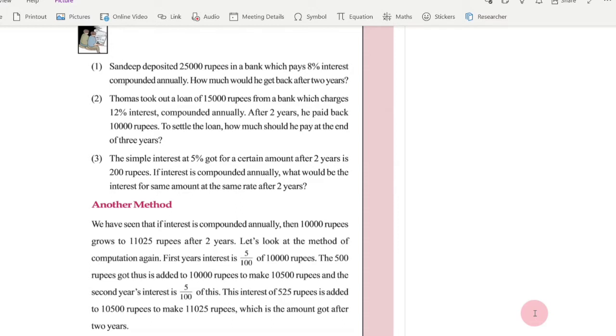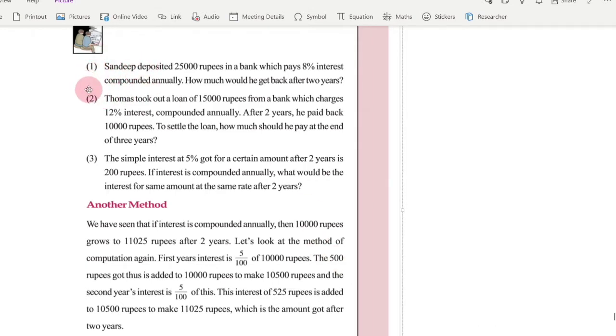Before, we had some problems, and we have completed the first two problems. Now we are going to do the third problem. Let us read the third question. The question is, the simple interest at 5% for a certain amount after 2 years is 200 rupees.